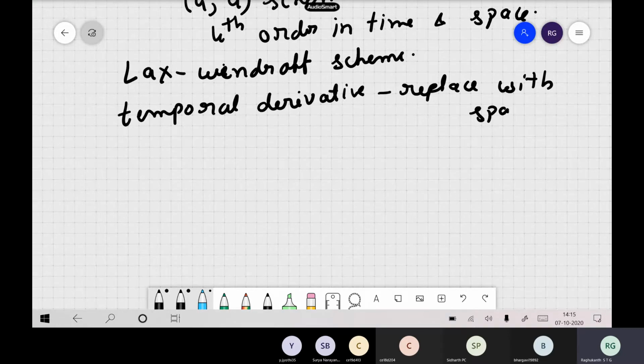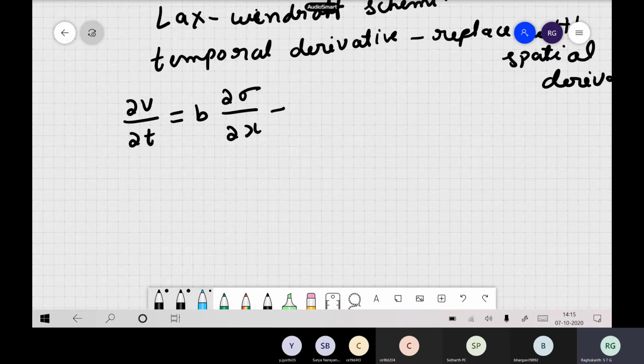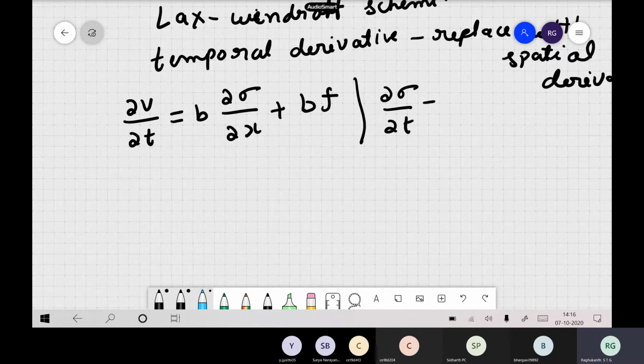Okay, using the equations itself, for example, we know these are our stress and velocity equations. ∂v/∂t is b times ∂σ/∂x plus F, where F is the body force. And then we have ∂σ/∂t equal to m times ∂v/∂x. Now we have to compute the third derivatives with respect to time.